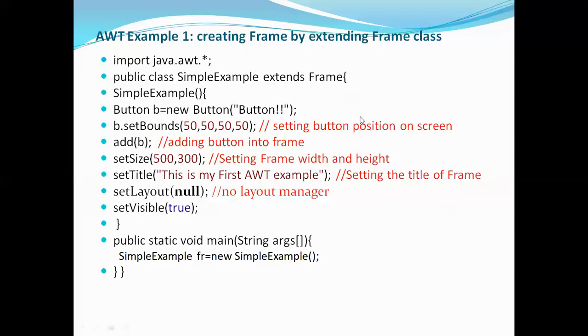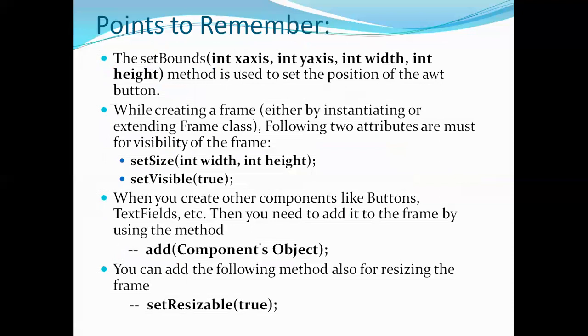So this is the first method, whereby you are extending the frame class. Before going to the second one, let's see the important points. Already we have seen a few of them. As I told, for setting the bounds of any component, you give four values: x-axis, y-axis, width, and height of that particular component. Next, we are giving two attributes for the frame: set size and set visible. Set size indicates the size of your frame. Visibility indicates whether you make your frame visible or not. If you write true, your frame will be visible. If you write false, your frame will not be visible.